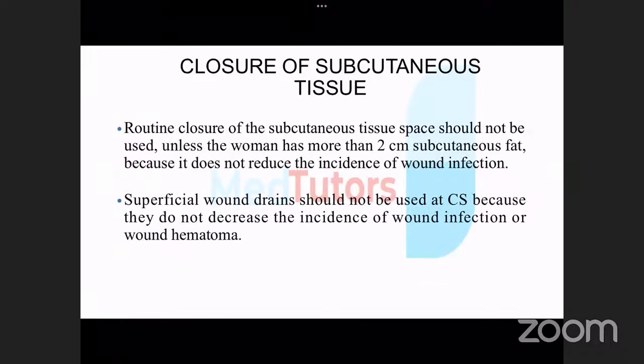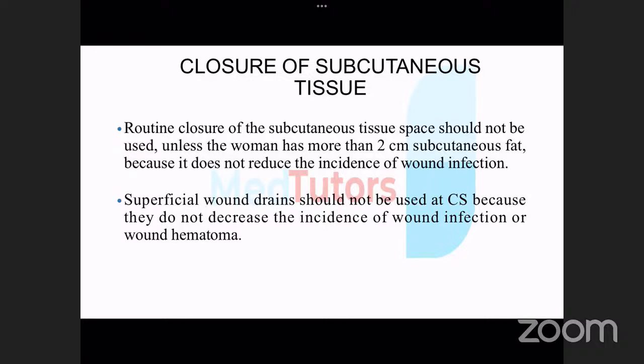Now, closure of the subcutaneous space should not be routinely used unless the woman is fat. Simple. For fat women, it is better to close, unless the woman has more than 2 centimeters of subcutaneous fat, because it does not reduce the risk of wound infection. So if the woman is a thin woman, there's no need for you to close the subcutaneous fat. But if she's fat, more than 2 cm fat layer, you have to close it for you to even approximate the tissues well.